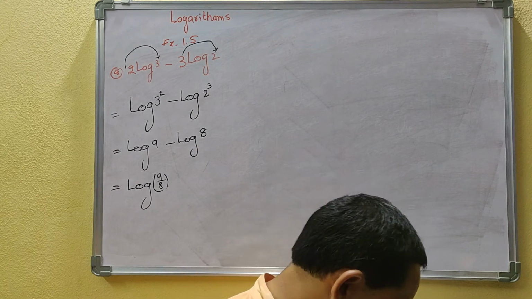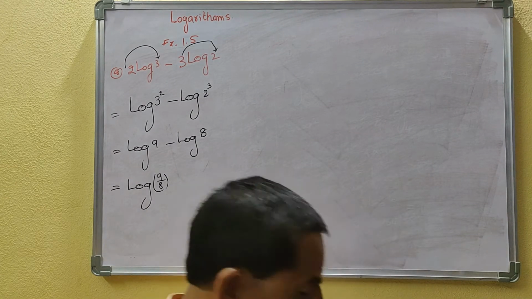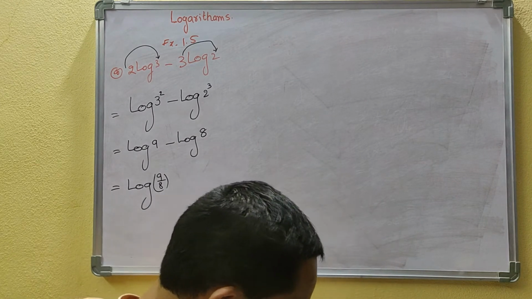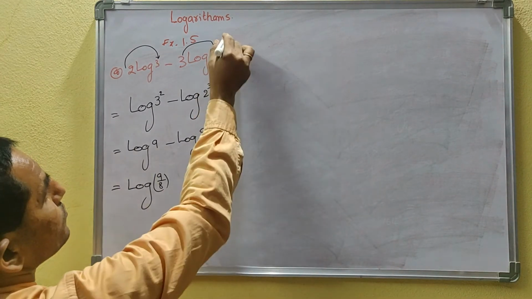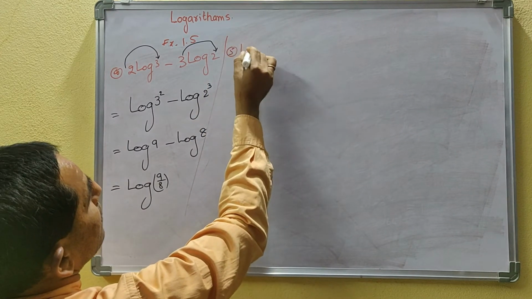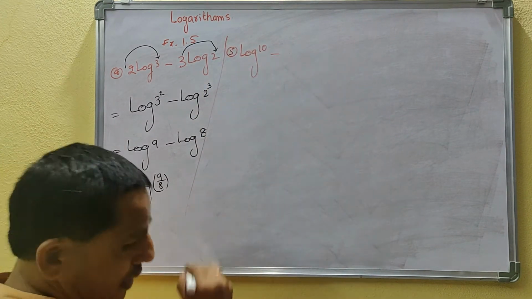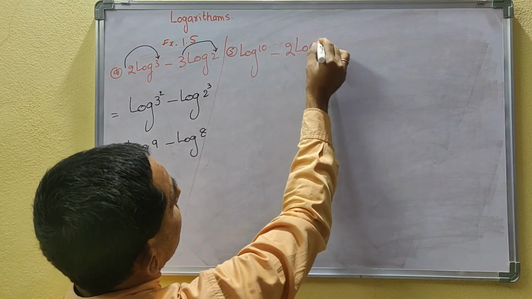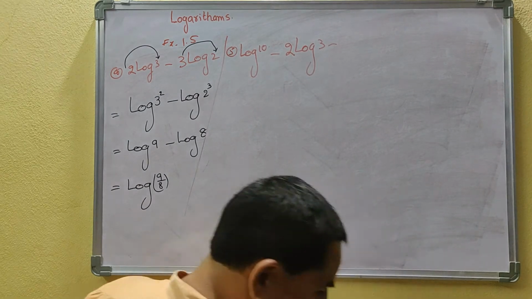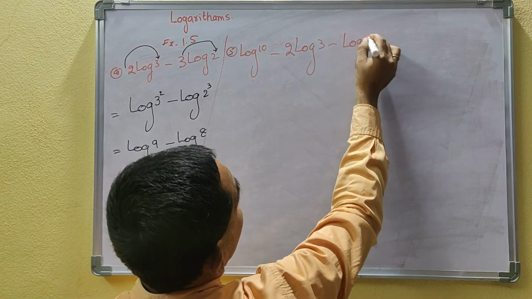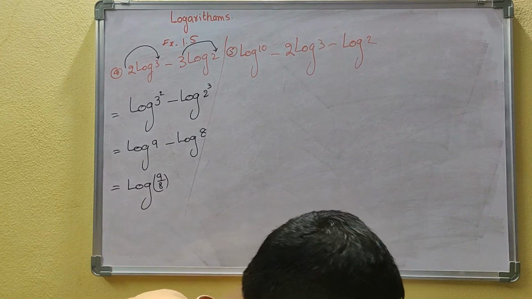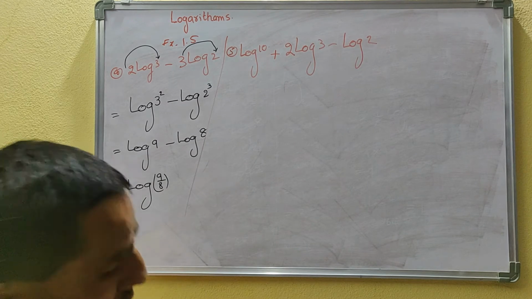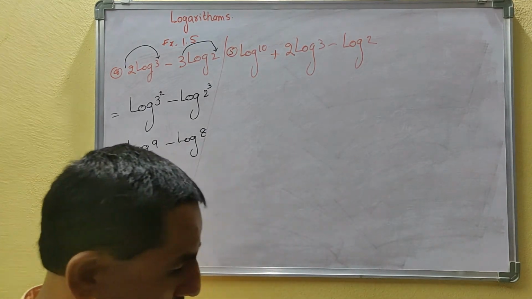Next question in this method, the fifth one. Fifth question: log 10 plus 2 log 3 minus log 2. Here the question has a plus, sorry, plus is there. Log 10 plus 2 log 3 minus log 2. Write in a single logarithm.